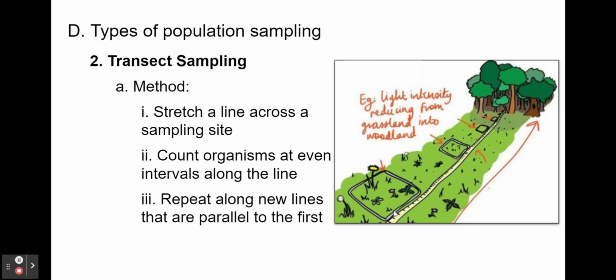Number 3, I repeat that along new lines that are parallel to the first. So I just take this whole operation, move it a couple feet to the right, repeat and count in each quadrat. Move it a couple feet to the right, repeat and count in each quadrat. This method is good for situations where we think the population is going to be changing along the line, and I'll have you write that down momentarily.